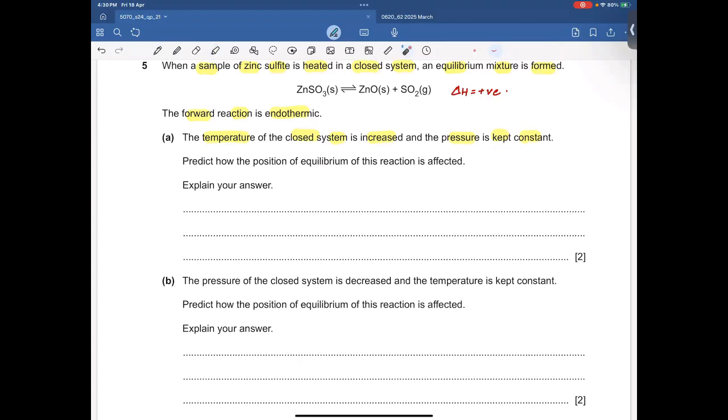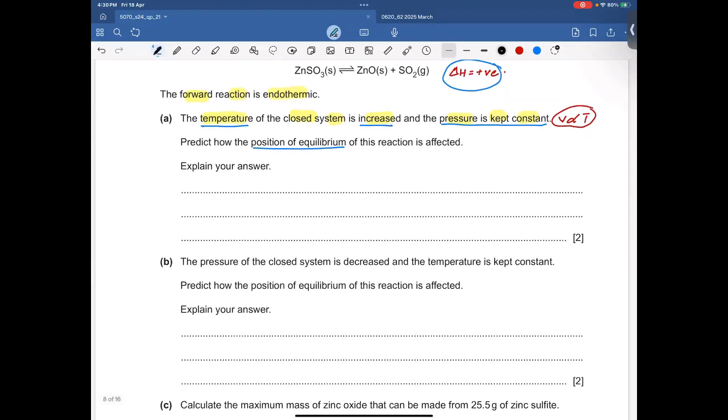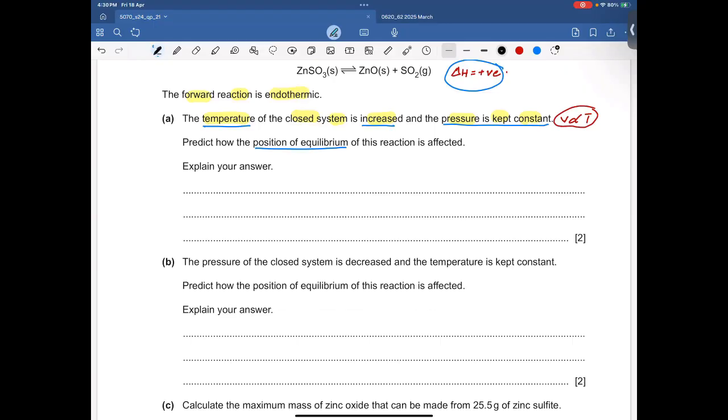So I'm going to use Charles' law here, because when temperature increases, volume also increases, which means temperature and volume are directly proportional to each other because pressure is constant. So I'm going to apply Charles' law, which is also called the volume-temperature relationship. As you increase the temperature, obviously volume increases. And since the reaction is endothermic, the position of equilibrium shifts towards the right-hand side, that is, towards the product side. So the examiner is looking specifically for the position of equilibrium.